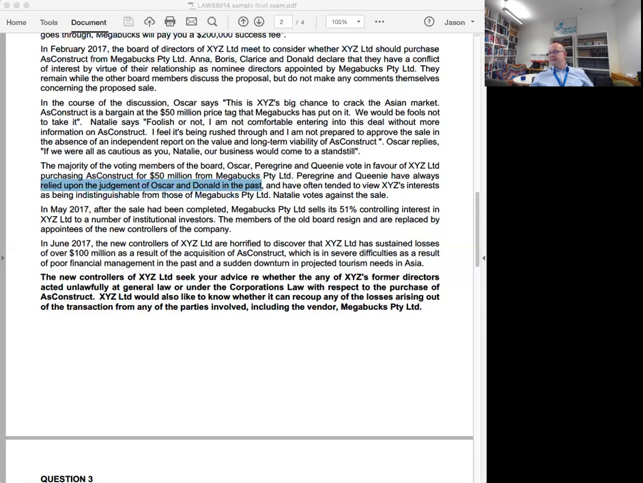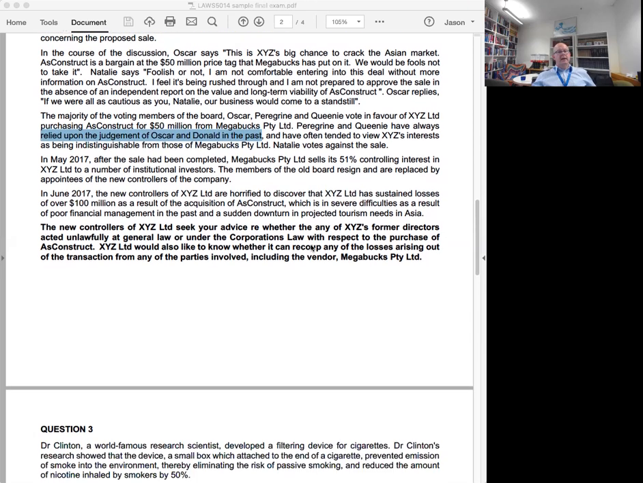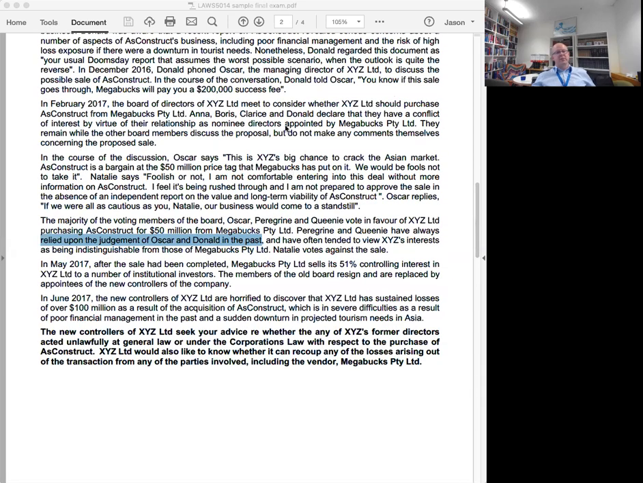The director's reliance is taken to be reasonable unless the contrary is proved. So perhaps Peregrine and Queenie could rely on Oscar, unless the argument is that their reliance on Oscar is unreasonable, given that it's within Oscar's role as managing director. They seem to be doing so in good faith. So there's no evidence that they know that what they're doing here is wrong or is not in the company's best interests. Okay. Oscar, on the other hand, has problems.